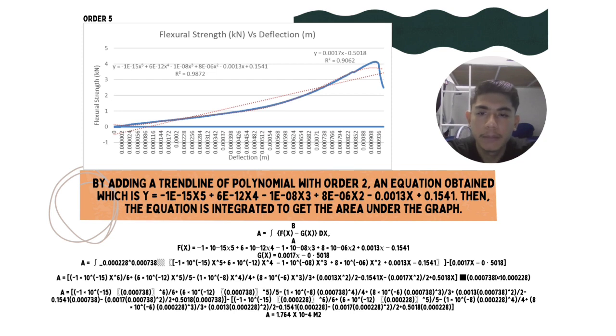Our fifth order: by adding a trend line of polynomial with order 5, an equation is obtained, which is y equals negative 1e minus 15 x to the power of 5, plus 6e minus 12 x to the power of 4, minus 1e minus 08 x cubed, plus 8e minus 06 x squared, minus 0.0013 x, plus 0.1541. Then the equation is integrated to get the area under the graph. As you can see the calculation below, and the answer is at the last.